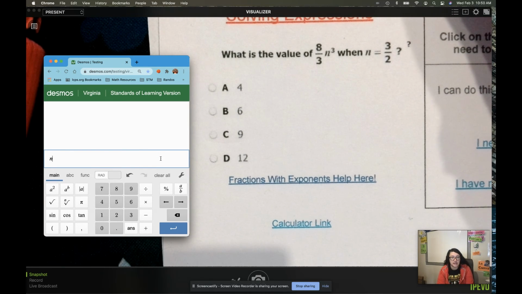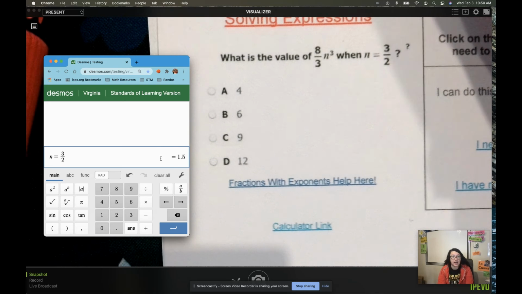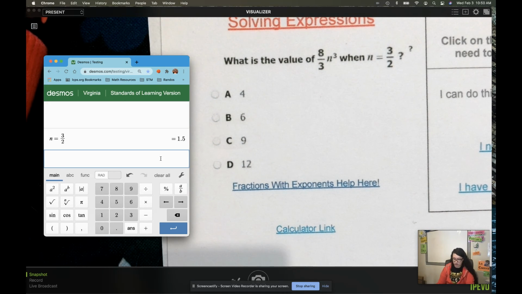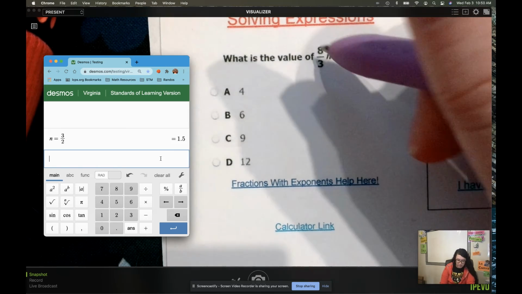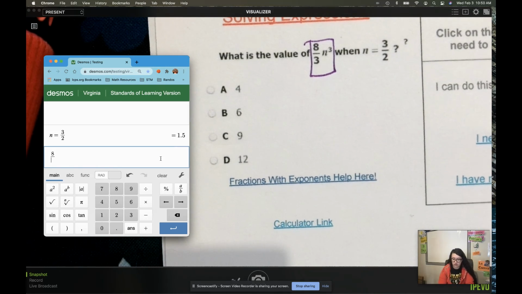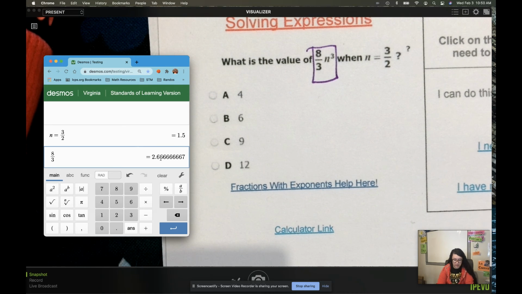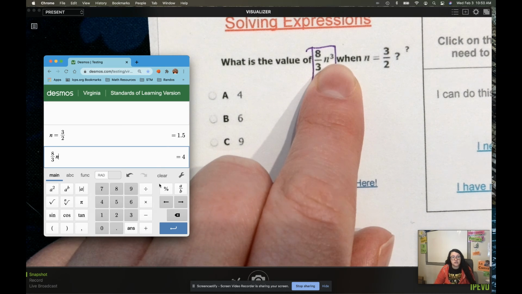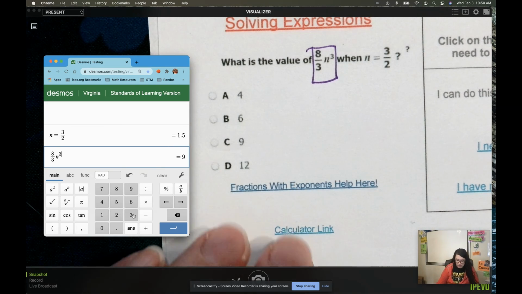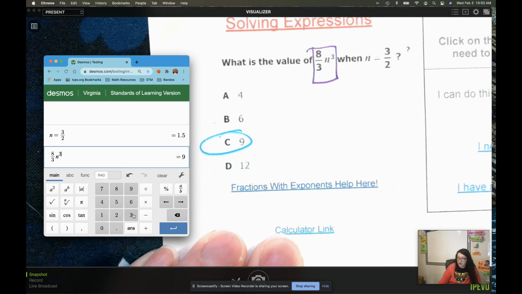So first, I'm going to tell it that n equals 3/2. Then I'm going to type in my expression. My expression here is 8/3. So 8 divided by 3, arrow over, n cubed, n to the third power. And that gives me 9.